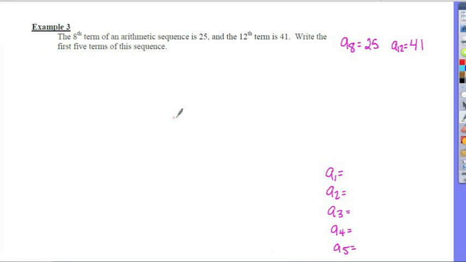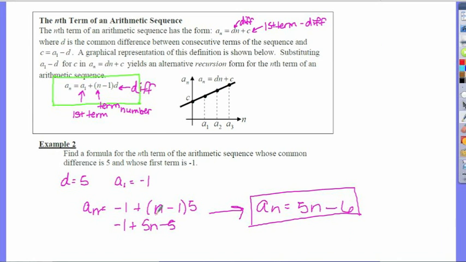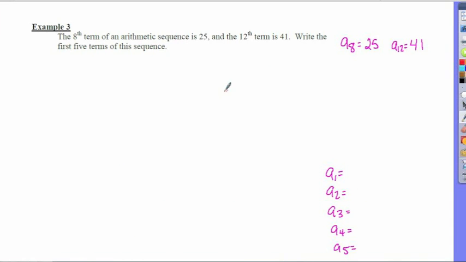So some of y'all are going to try some sneaky ways around this, and I'm not saying that this may not necessarily be the easiest way, but you need to get some practice using this equation and get some practice writing these equations. So let's follow along with me here. The 8th term is 25 and the 12th term is 41. The first thing we need to do is find D. We need to find what the common difference is.